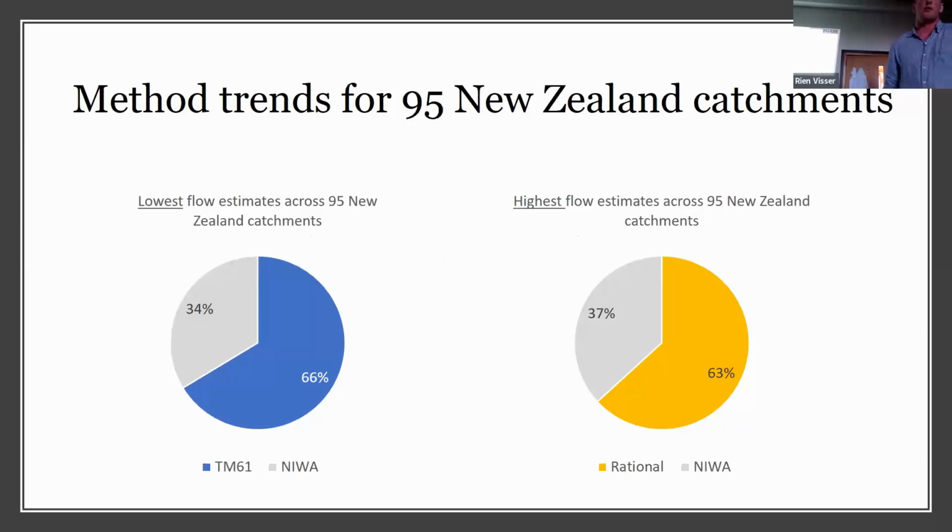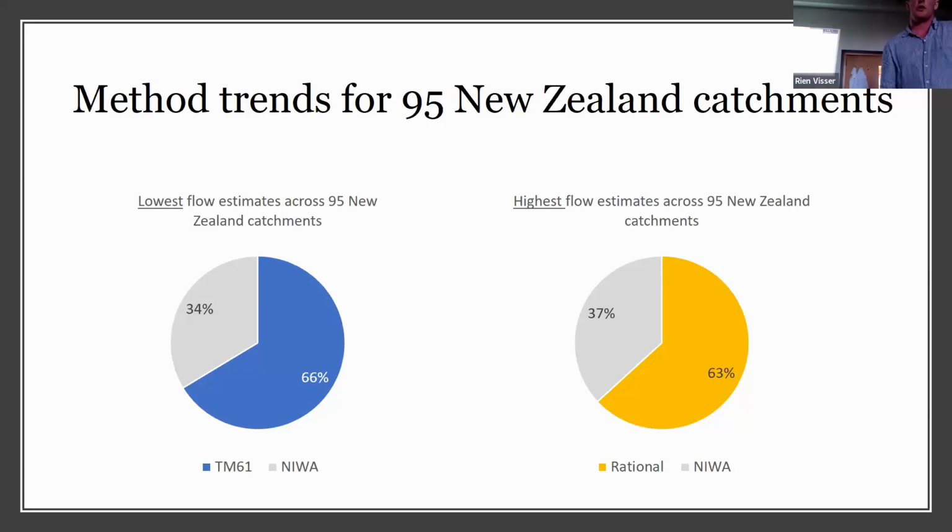So the overall trends for 95 New Zealand catchments: 5 catchments were excluded, as under my WIC classification for the TM61 method, 2 flows were unable to be produced, and 3 flows using the NIWA method were unable to be located, as I was using previous data collected by Ben Costley last year, and some of his coordinates I think may have just been slightly recorded wrong, and a stream path couldn't be located on the flood frequency tool.